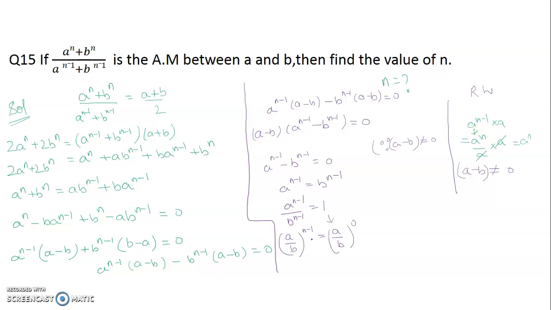Now since the bases are same, I can equate the powers. Okay, guys, n minus 1 is equal to 0. So what is the value of n? n is equal to 1. So this is what the question is asking: you have to find the value of n. So in this way you will solve, and we are getting the value of n is equal to 1.